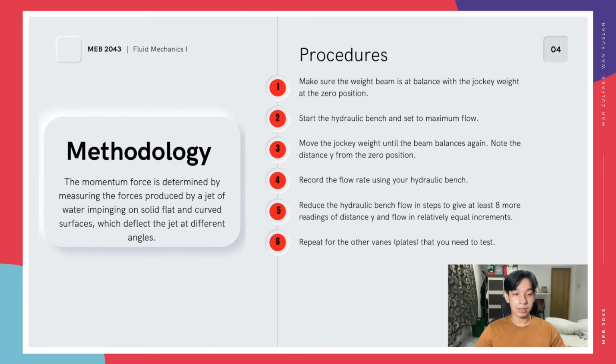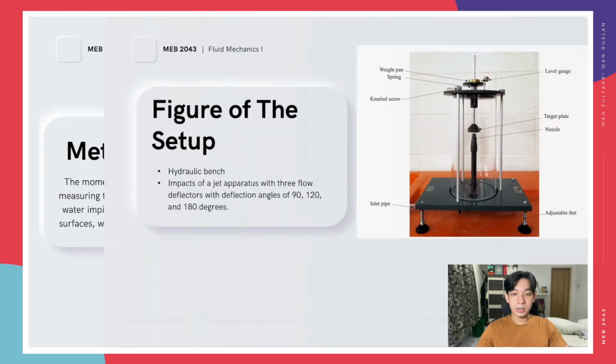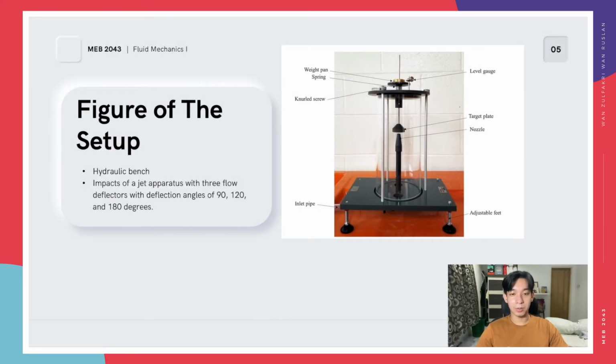The fifth step is to reduce the hydraulic bench flow in steps to give at least 8 more readings of distance y and flow in relatively equal increments. And the last step is to repeat for the other vane plates that you need. Here is the figure of the experiment setup. There are two apparatus involved in this experiment. The first one is the hydraulics bench.